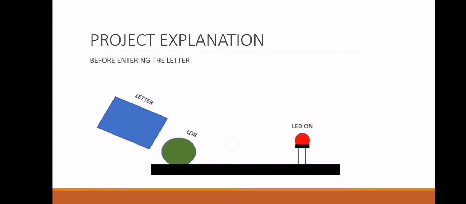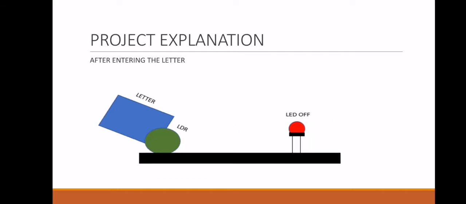Next, I will show you after the letter has been put inside the letter box. So this is the letter after entering the letter box, and this is the LDR. So my LED will turn off. This is the electronic letter box.